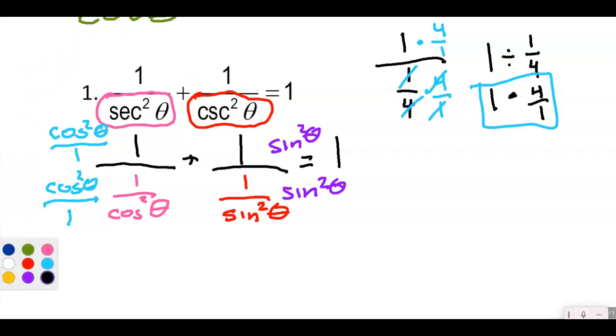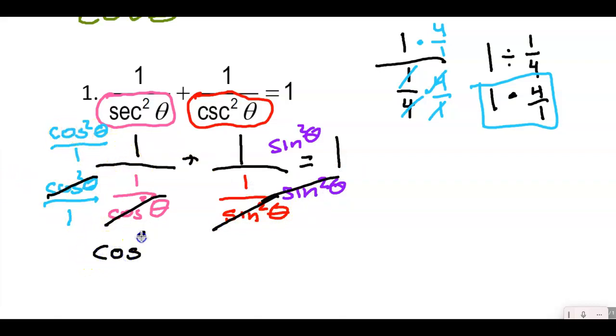All right, so this shows me the denominators equal 1, right? And now on the top, I just have cosine squared times 1. Of course, it's just cosine squared.